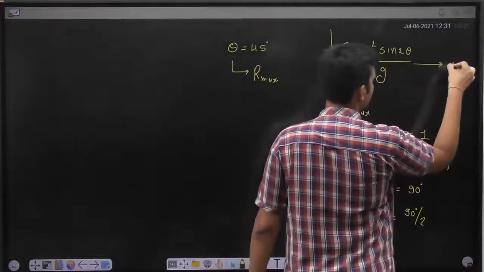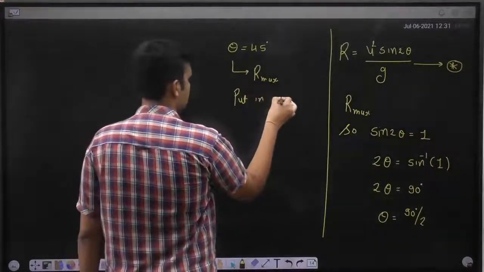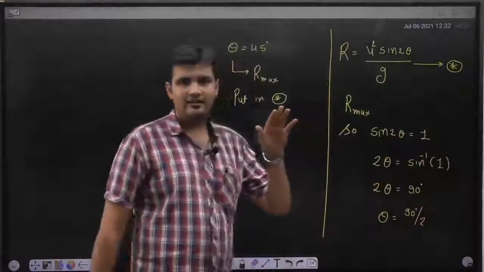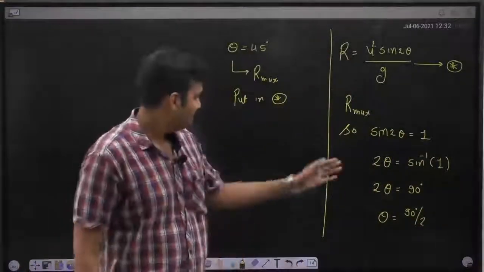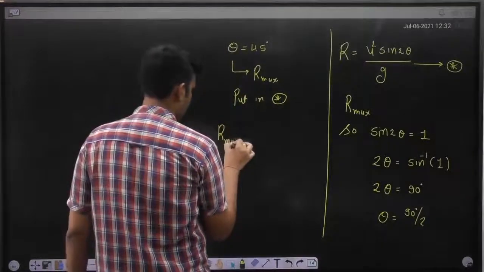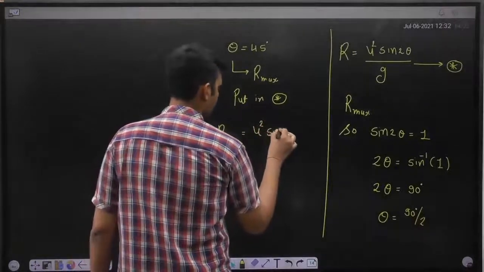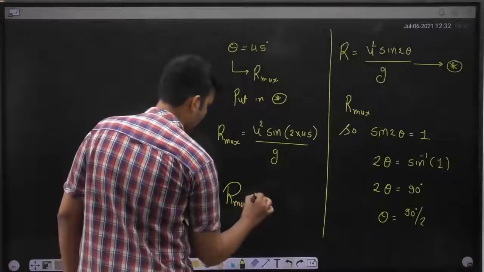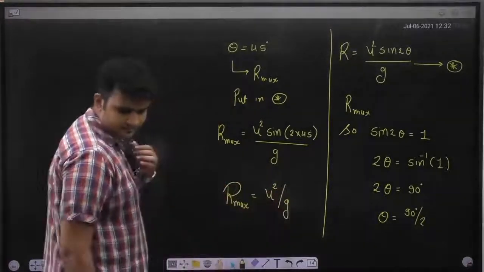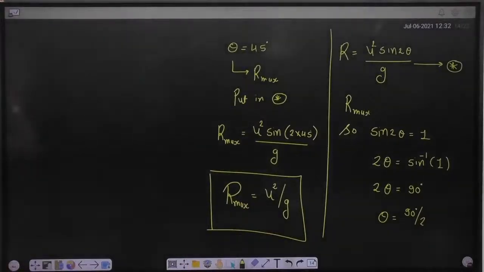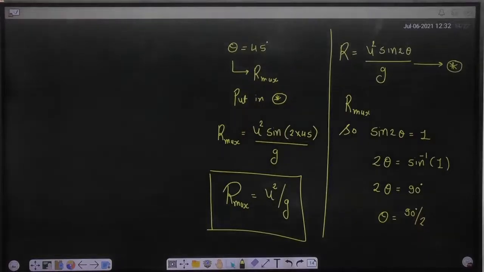So put it in a star. You should hit at 45 degrees. If you want to hit a 6 in cricket, all the cricketers hit the 6 at 45 degrees, obviously. So maximum range equals u square sin 2 into 45 degrees upon g. So the final answer, the maximum range comes out to be u square by g. Just take a screenshot.